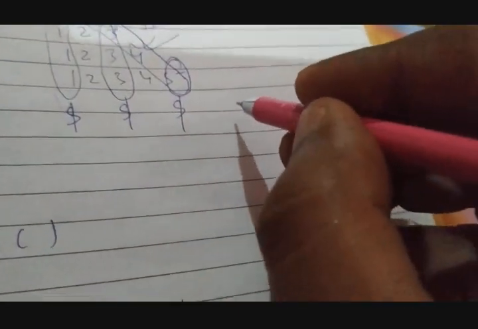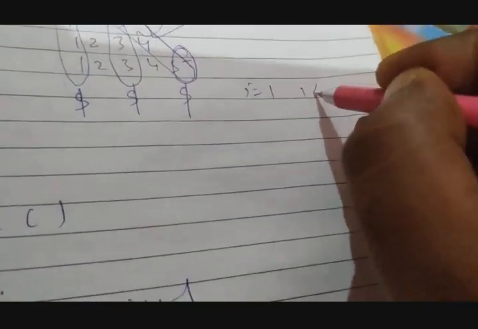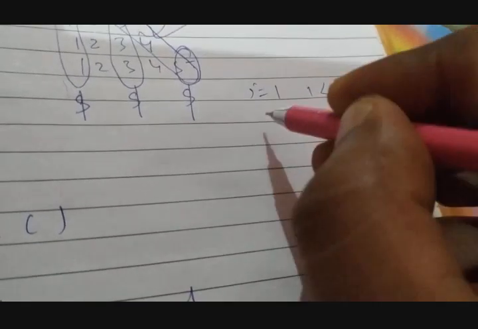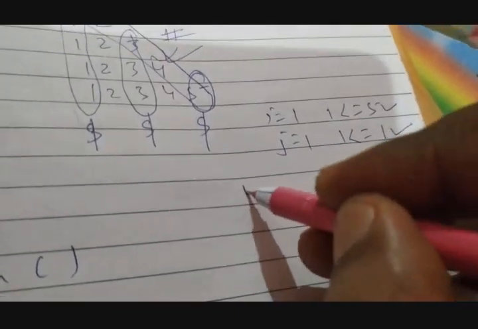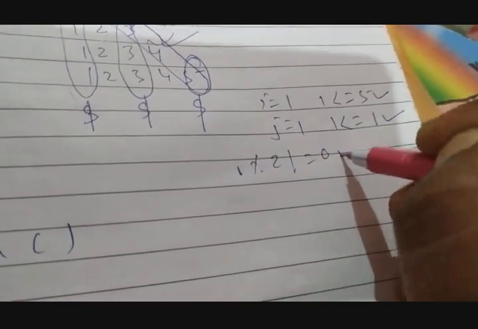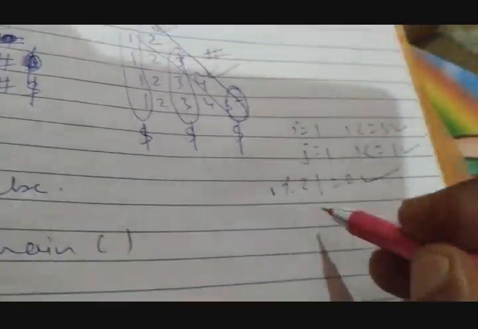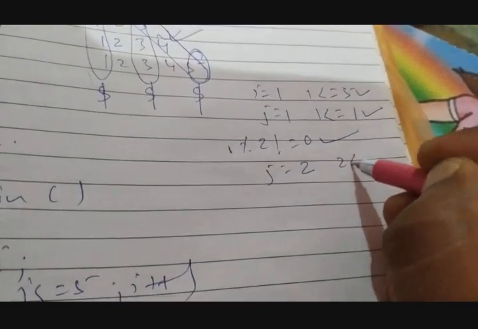Now what's going on here? I equals 1, 1 is less than or equals 5, true. J starts with 1. 1 is less than or equals 1, true. So 1 mod 2 not equals 0, true. It prints dollar. Then J value changes to 2. 2 is less than or equals 1, false. The line prints and the line changes.